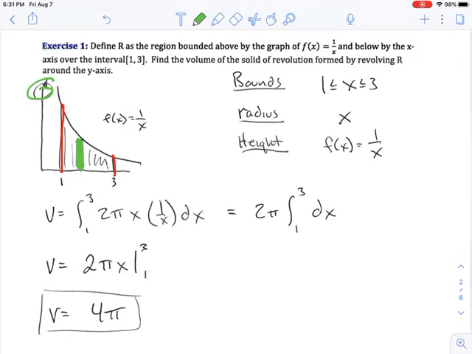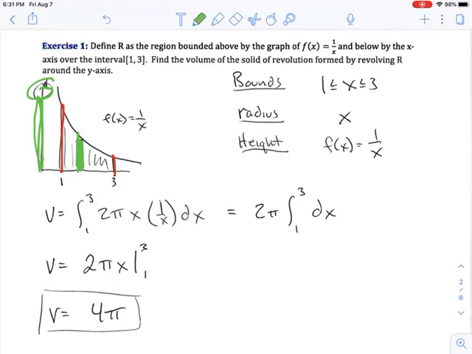I want you to notice one thing. In cylindrical shell problems, the height of the rectangle is always parallel to the axis of rotation. That's just the opposite of when we were doing the disc and the washer method. In the disc and the washer method, we would have rotated this green rectangle over the x-axis, and it would have been perpendicular to the axis of rotation. Now it is parallel to the axis of rotation. So it's kind of an important, handy thing to remember.